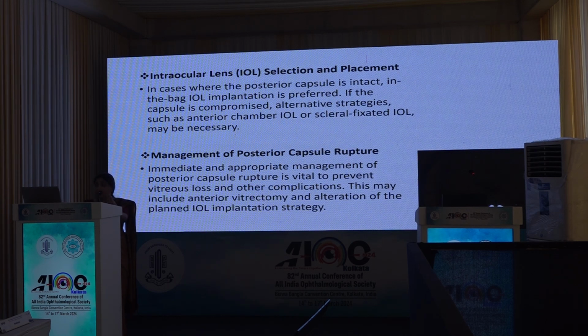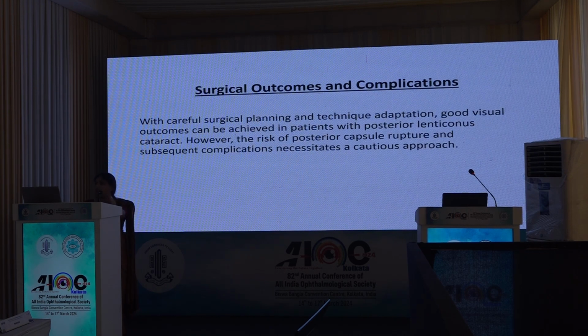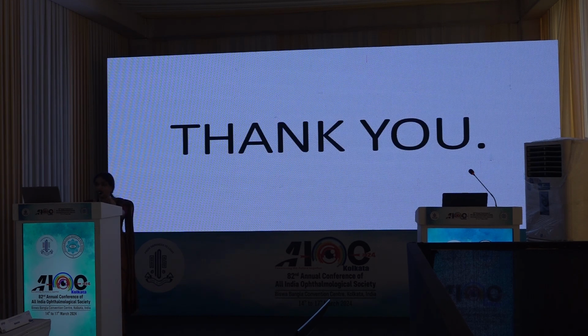Vitreous loss has to be managed more aggressively in such patients, since they are young patients, so there will be more vitreous loss. The post-operative care should focus on inflammation control, prevention of amblyopia, and monitoring visual axis opacification, which is more common, as I have told, since it is a combination of posterior polar and pediatric cataract. So both strategies we have to combine to manage such cases. With careful surgical planning and proper intraoperative modification, we can give a very good outcome and we can prevent amblyopia in pediatric cases. Thank you.